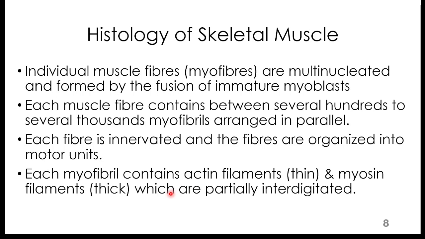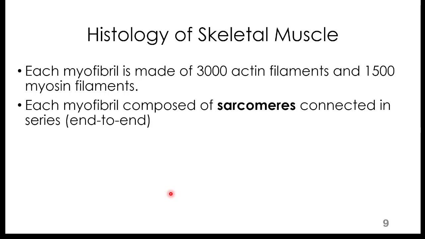Interdigitated means these filaments run in amongst themselves, as if we were putting the fingers of both hands in amongst each other. We'll see an illustration of what we're talking about in a slide from now. Now, each myofibril is made up of 3,000 actin filaments and about 1,500 myosin filaments, and each myofibril is composed of sarcomeres, which are connected end to end.